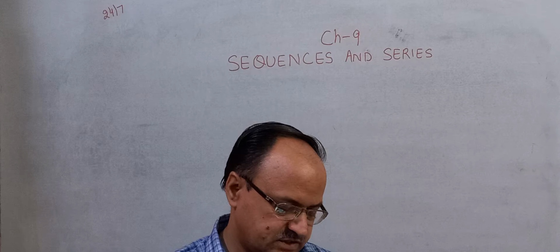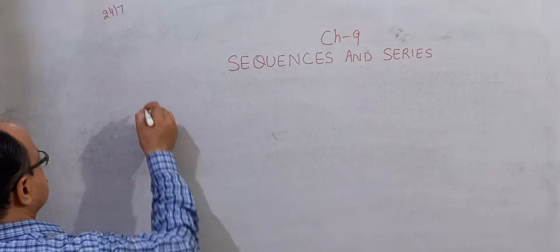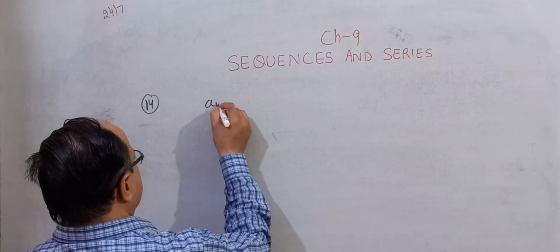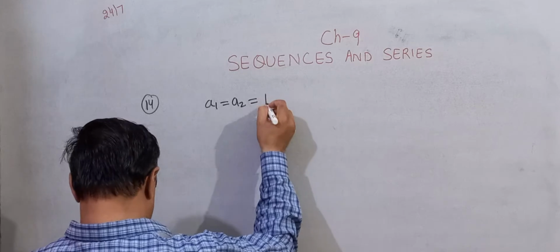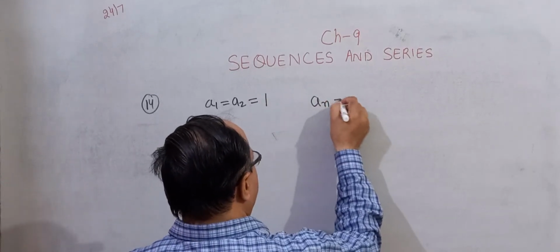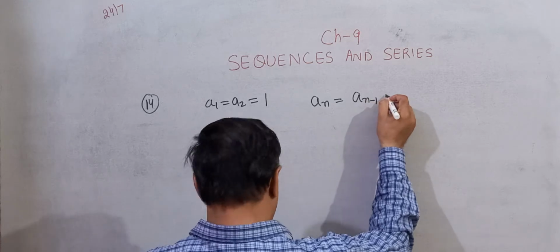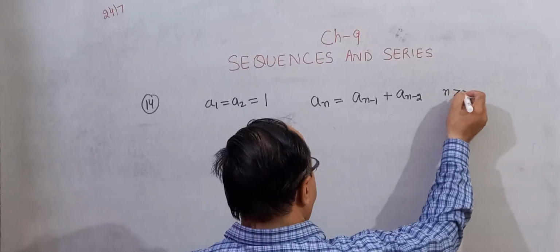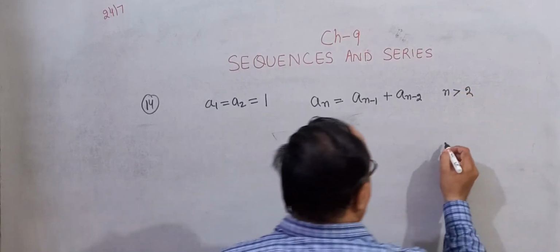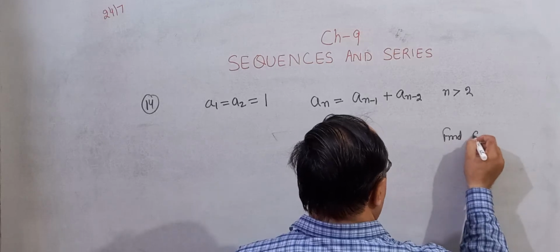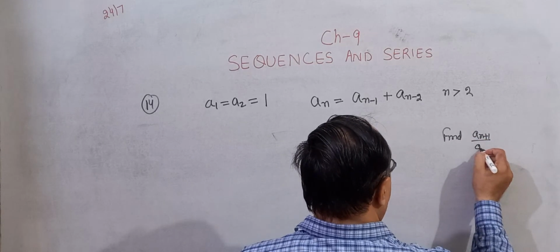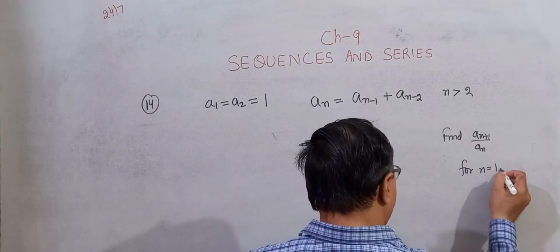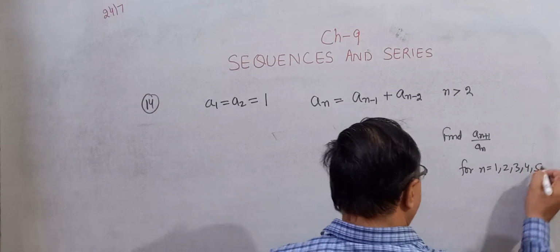Twelve and 13 as it is. Now I solve question number 14. A1 is equal to A2 is equal to 1. An is equal to An minus 1 plus An minus 2, n greater than 2. Find A n plus 1 upon An for n is equal to 1, 2, 3, 4, 5.